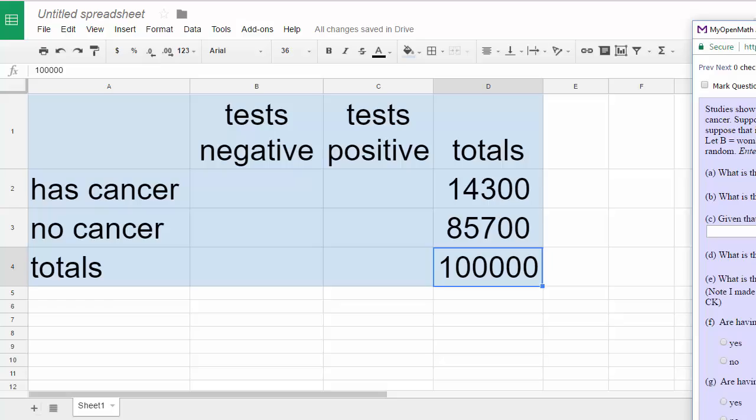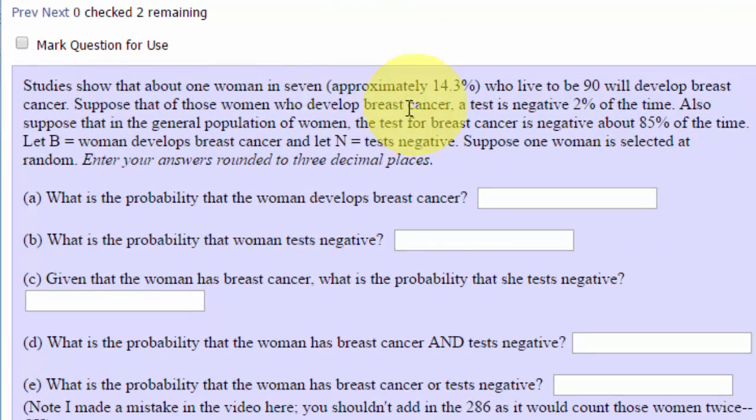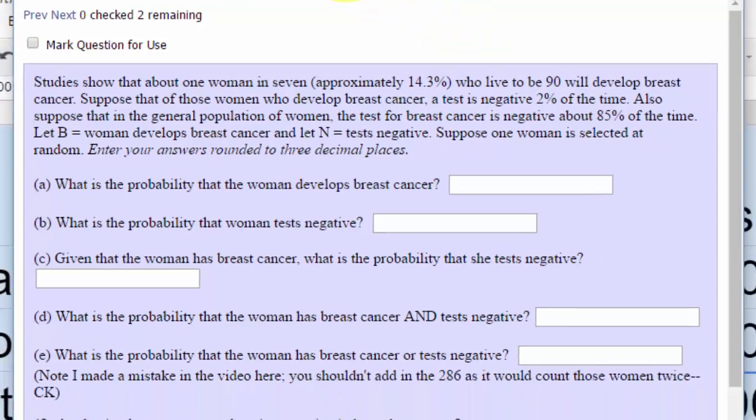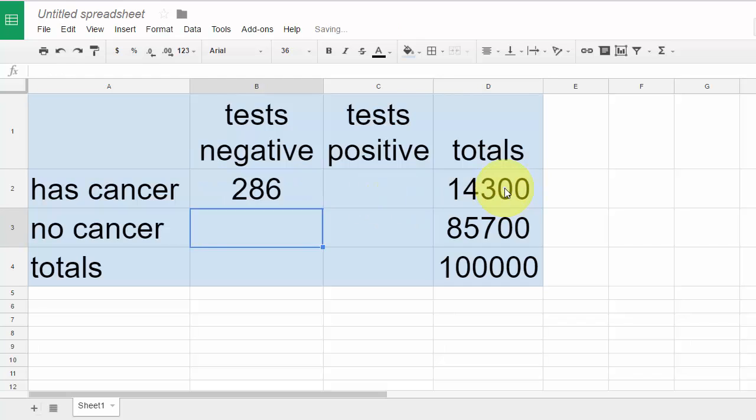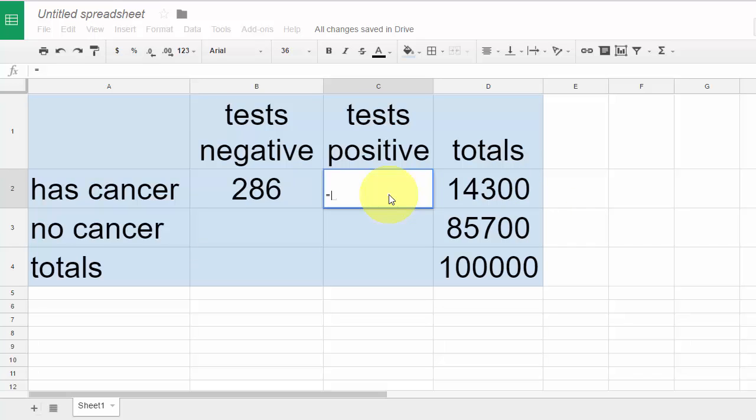Let's see what else we have here. Of those women who develop breast cancer, the test is negative 2% of the time. I think that's called a false negative. So of these 14,300 women, 2% of them will get a negative test, telling them that they don't have cancer when in fact they do. That means the rest of the women will test positive. So we could do these women minus these women to get that.